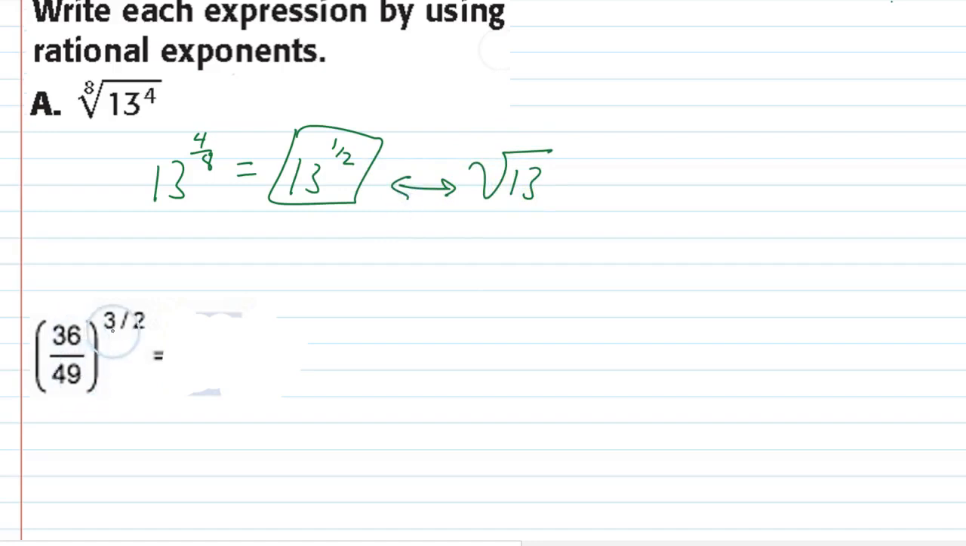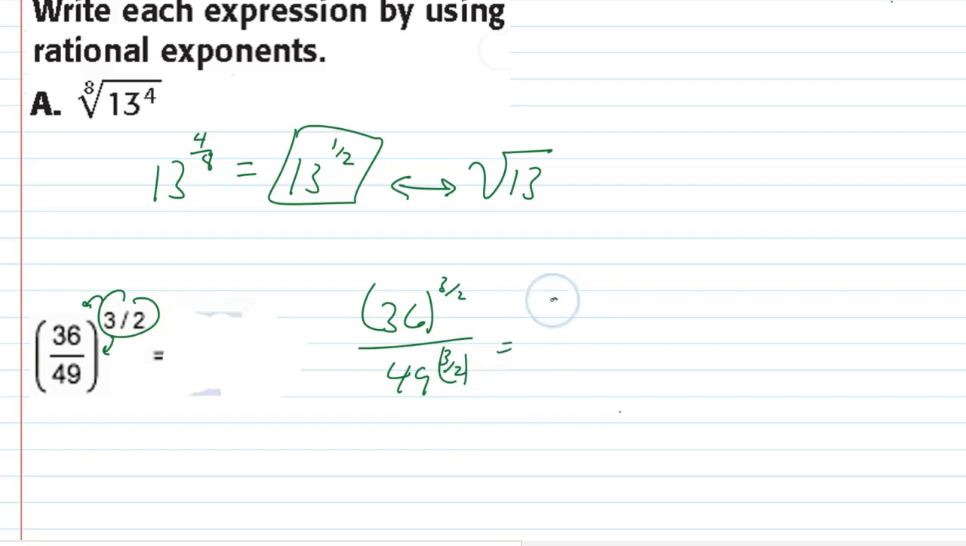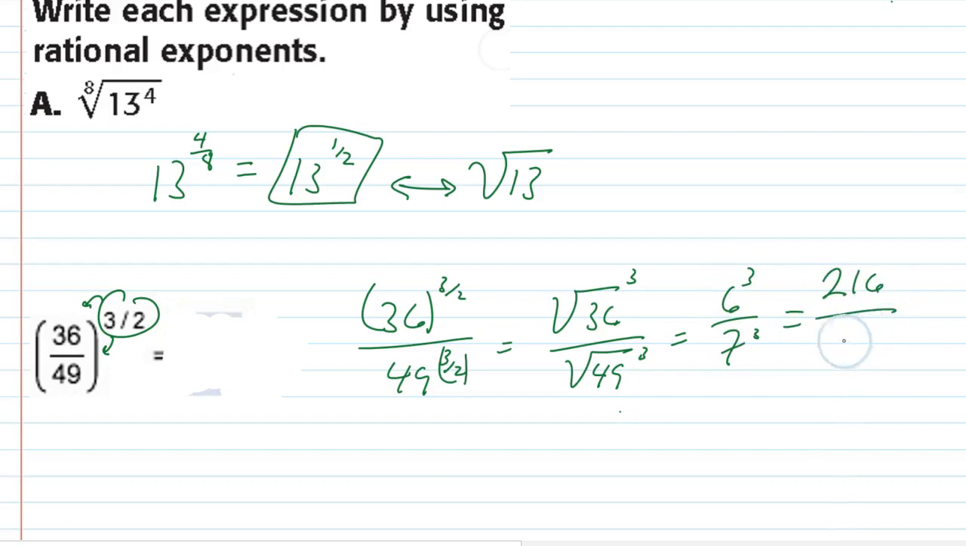Next, they give me 36 over 49 to the power of 3/2. I'm going to split this up. The 3/2 is outside the parentheses, meaning it's talking to the top and it's talking to the bottom. So 36 to the power of 3/2 and 49 to the power of 3/2. That gives us the square root of 36 cubed over the square root of 49 cubed. Gives me 6 cubed over 7 cubed, which gives me a final answer of 216 over 343.